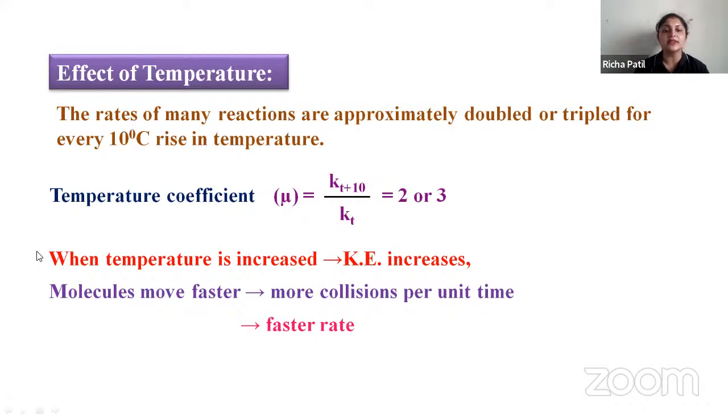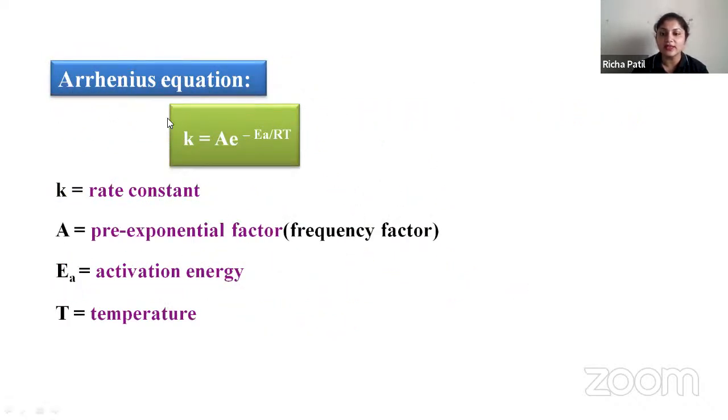So as the temperature increases, kinetic energy increases, molecules move faster, and there will be more collisions. As there are more collisions, the rate will increase. Okay. So next we'll see the Arrhenius equation.